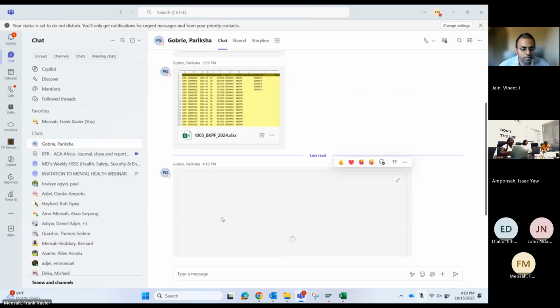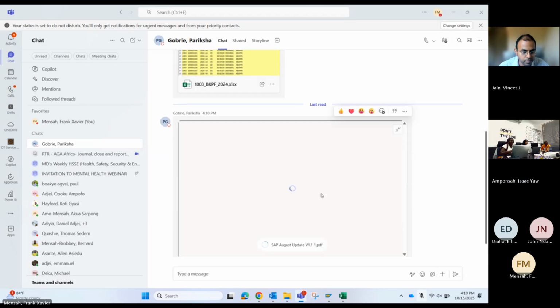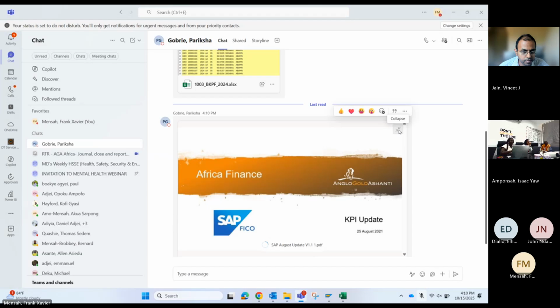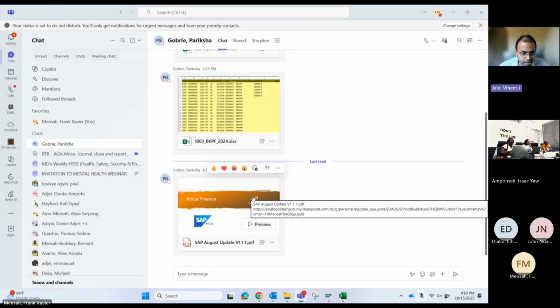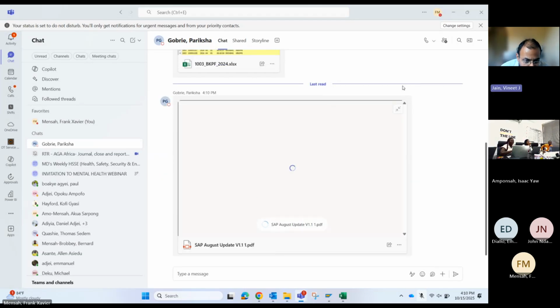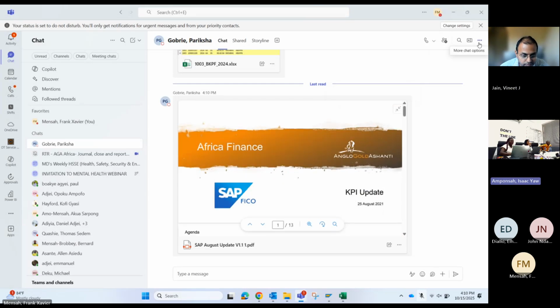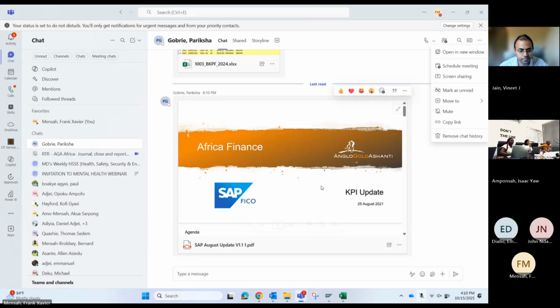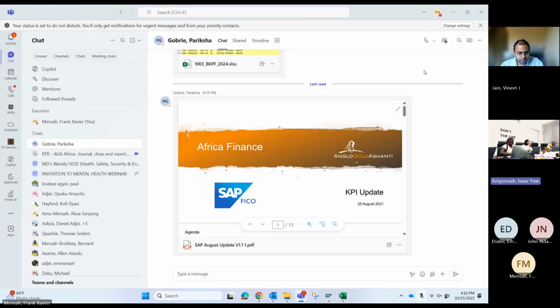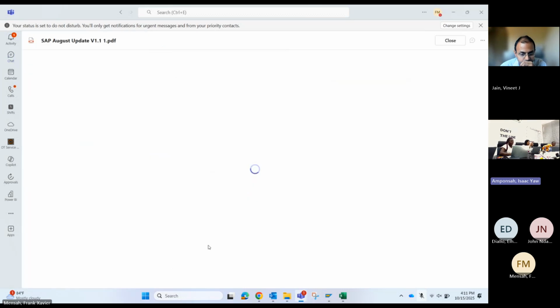That's right. You can see this is 2021, right? SAP KPI. Maybe if you download it. It's downloading. If you click on the 3 dots there, at the top and the right, download it.